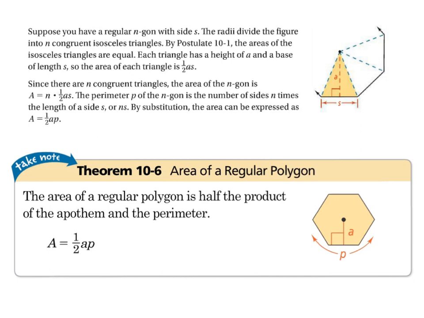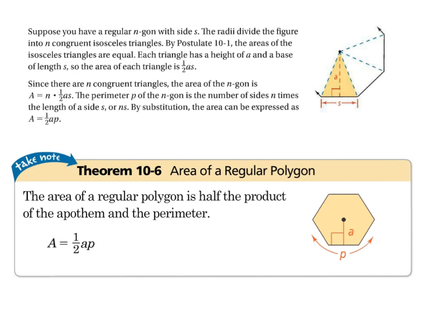So the area of each triangle is 1/2 a times s, which makes sense because the area of a triangle is 1/2 base times height. Since there are n congruent triangles, however many there are, the area of the n-gon is area equals n times 1/2 a times s. The perimeter P of the n-gon is the number of sides times the length of a side, or ns. By substitution, the area can be expressed as area equals 1/2 aP.